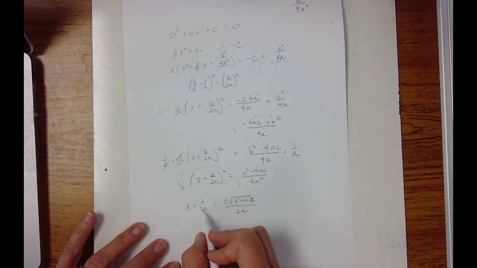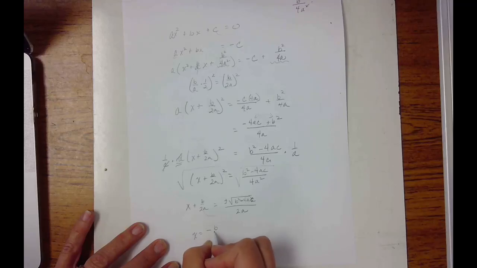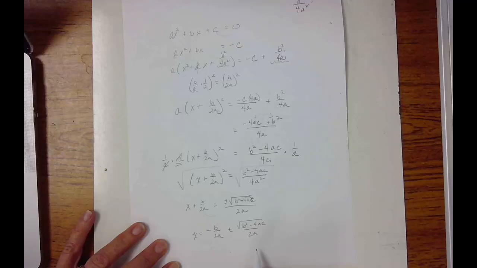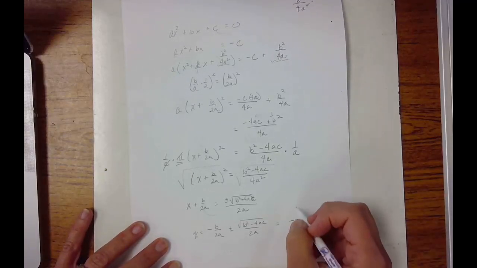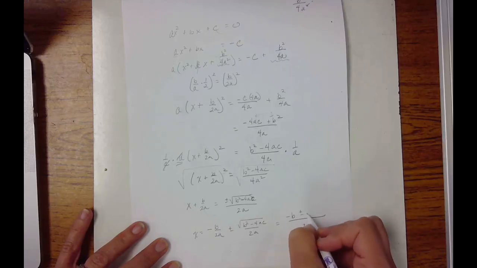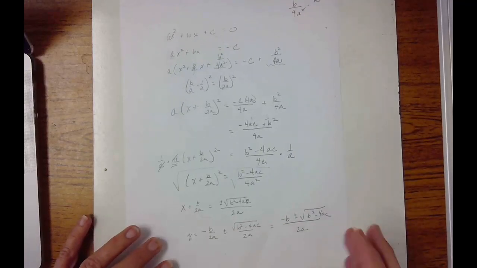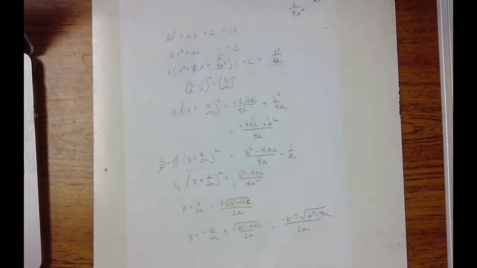And then the last step is I'm going to move my b over 2a over. So x is going to equal negative b over 2a plus or minus the square root of b squared minus 4ac all over 2a. And because they're both over 2a, I'm just adding my fractions. I just put them all over 2a, and that's where I'm going to get negative b plus or minus the square root of b squared minus 4ac. So the quadratic formula is actually found by completing the square of my standard form ax squared plus bx plus c. I hope this was fun.